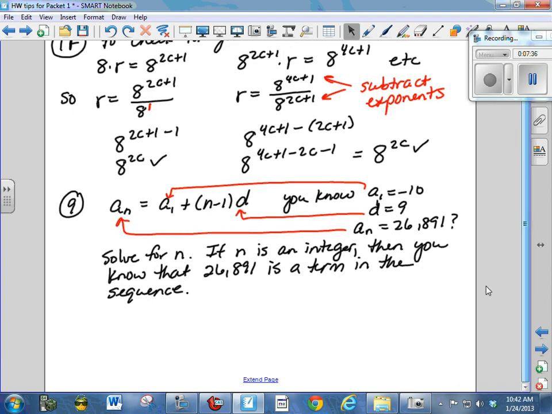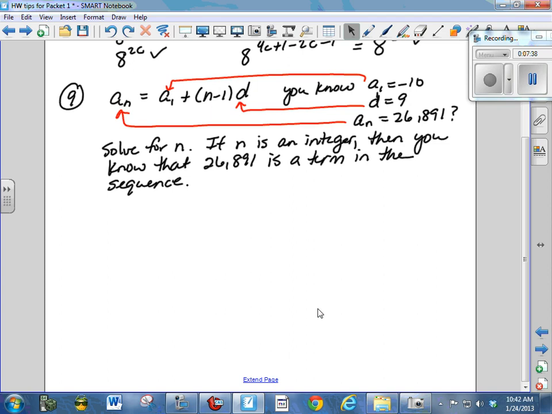Moving ahead to problem number 9. Number 9, you're using the term formula for an arithmetic sequence. And this is the term formula, and you look and see what do you know. You're given a sub 1, you're given d, and a sub n is the term in the sequence. So you actually plug in 26,891 for a sub n. What you don't know is n.